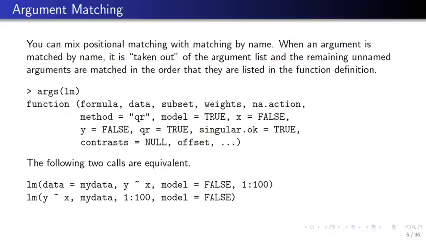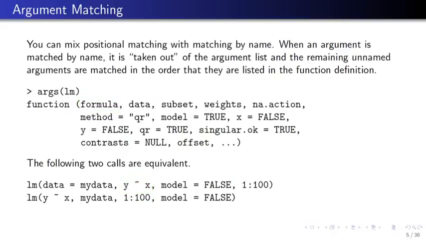And so the following 2 function calls are equivalent. I could have specified the data first, and then the formula, and then the model, and then the subset argument. Or I could specify the formula first, the data second, the subset, and then say model is equal to false. The reason why the first one is okay is because I match the data argument by name. You can imagine that that's kind of taken out of the argument list now. Then y tilde x isn't specified by name, so it's given to the first argument that hasn't already been matched, and in this case that's the formula.